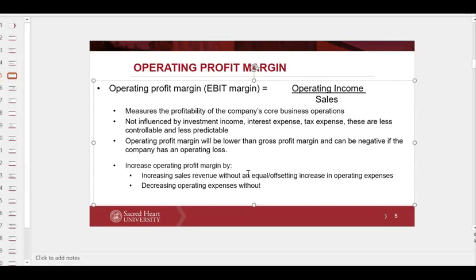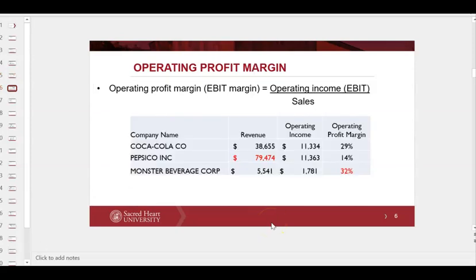What else would we see in operating expenses? Any expenses related to the corporate business: the accountant's fees, the lawyer's fees, salaries of your corporate employees, your CEO, your CFO. What else are we going to see in there? Advertising. So typically we need all of these items to produce future revenues, but to the extent that we can reduce them, we can increase operating profit margin. Also, increasing sales revenue without a decrease in operating expenses, or decreasing operating expenses without an equal offsetting increase in sales revenue.